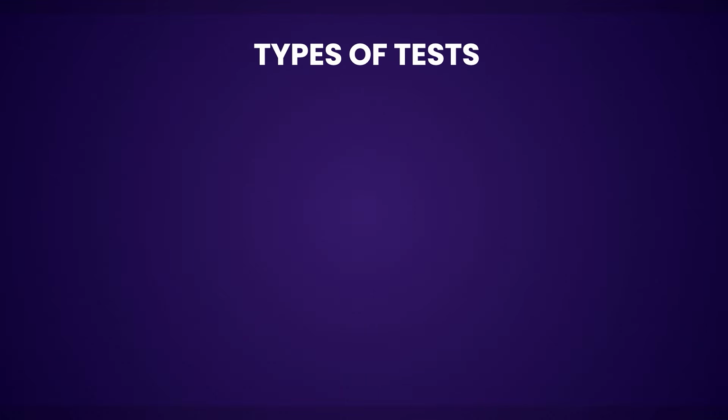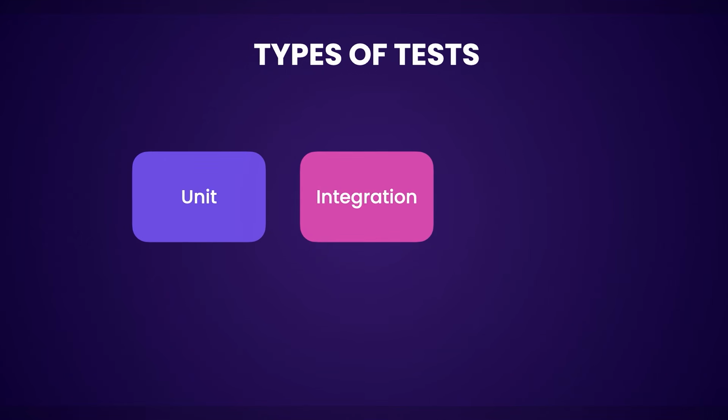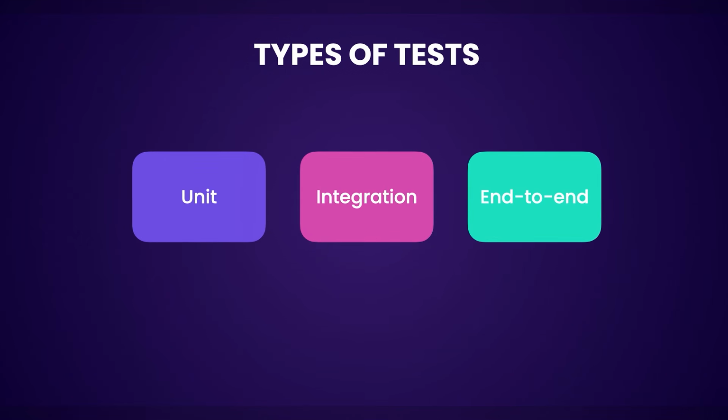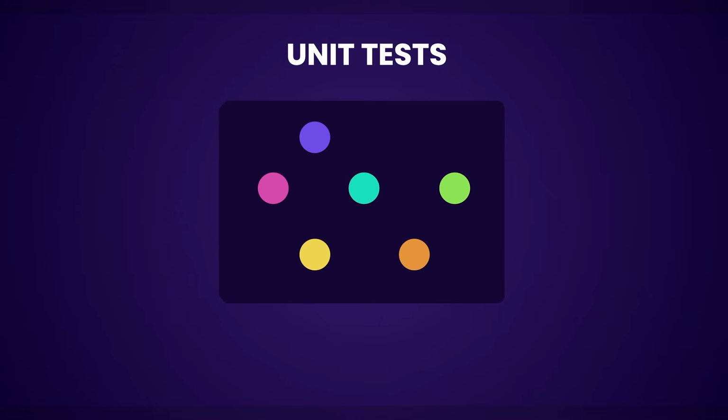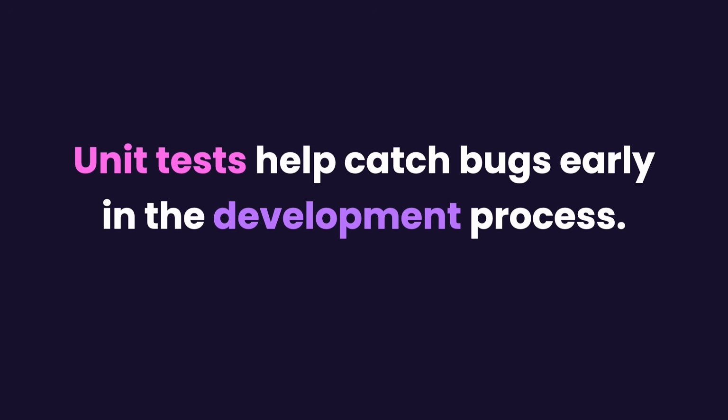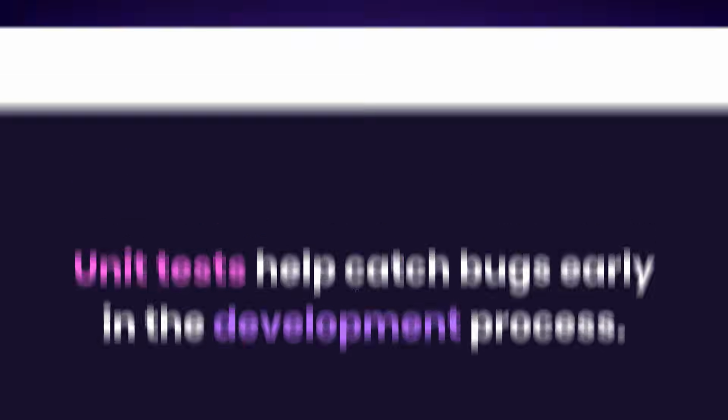In automated testing, we have 3 types of tests: unit tests, integration tests, and end-to-end tests. So what are the differences? Well, unit tests verify the correctness of individual units or components of an application in isolation. These units could be functions, classes, or even small modules. These tests are incredibly useful for catching bugs early in the development process.